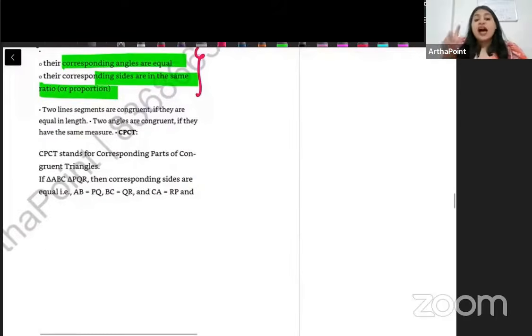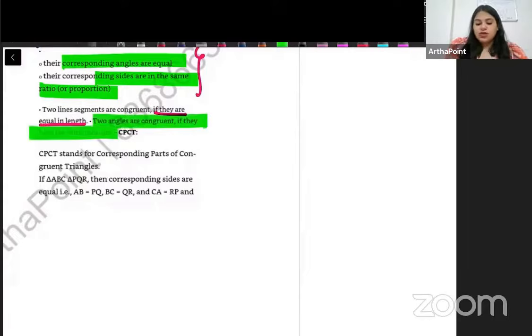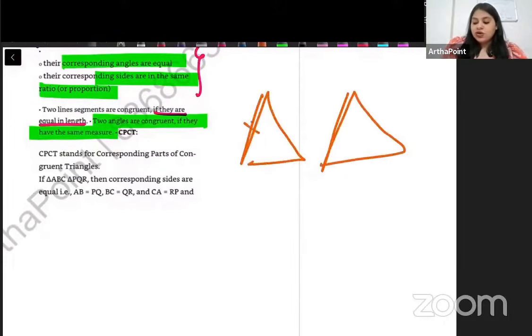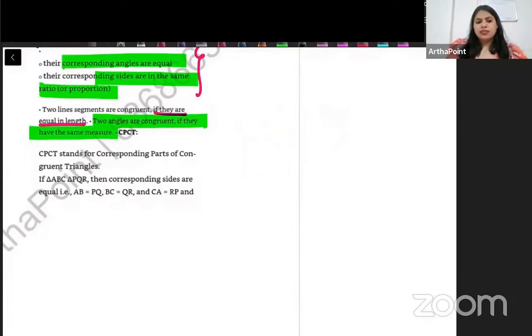Two line segments are congruent if they are equal in length. Two angles are congruent if they have the same measure. And this is called CPCT. CPCT means corresponding parts of congruent triangles. So if I have two triangles which are congruent, then corresponding parts of the two triangles should be equal to each other. Let us take an example.